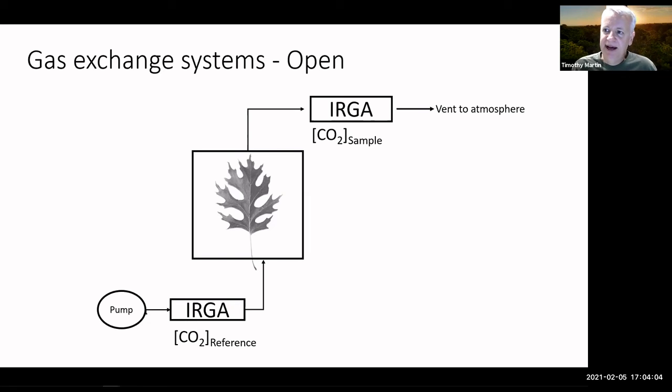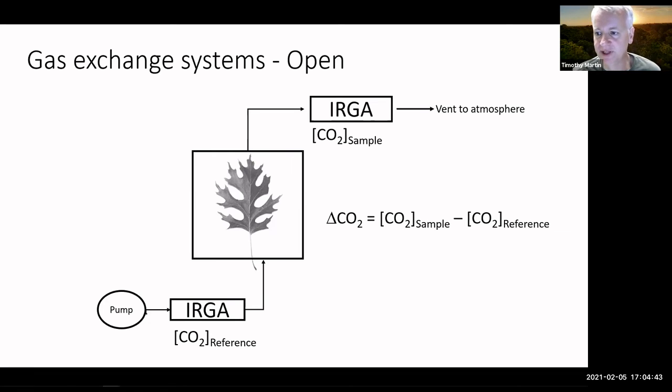One handy thing about infrared gas analyzers is they can also measure water vapor concentration. So we can use a system like this to measure not only the rate of net photosynthesis, but also the rate of transpiration, the rate of water vapor loss or release from the leaf. If we're measuring water vapor concentration here and here, and this leaf is transpiring, the water vapor concentration of the air leaving the chamber will be higher than that entering the chamber.